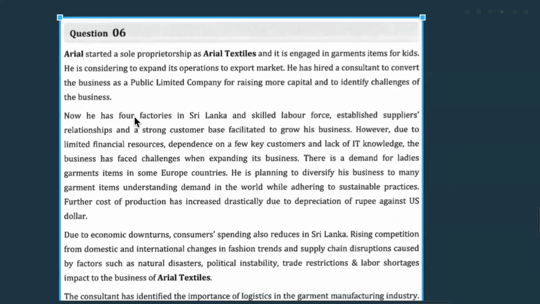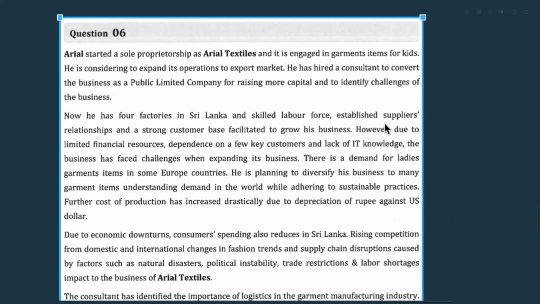Right. Now think about this. He has 4 factories and a skilled labor force. Is it a strength or weakness, my dears? Within his organization, he has the capacity to produce in 4 factories. So this is actually a strength. And also his labor is very skilled. This is talking about strength.